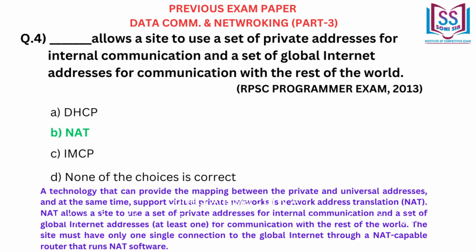Correct answer B. NAT. A technology that can provide the mapping between the private and universal addresses and at the same time support virtual private networks is network address translation. NAT allows a site to use a set of private addresses for internal communication and a set of global internet addresses, at least one, for communication with the rest of the world. The site must have only one single connection to the global internet through a NAT-capable router that runs NAT software.